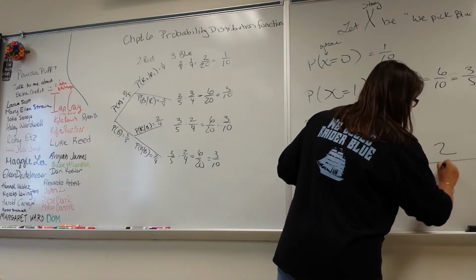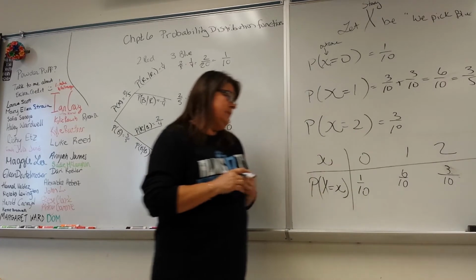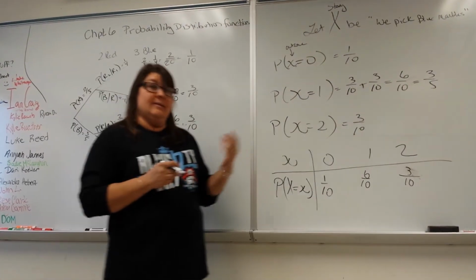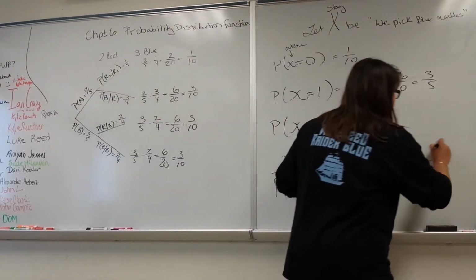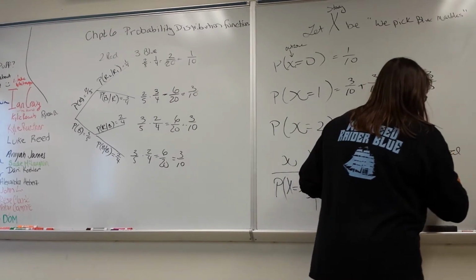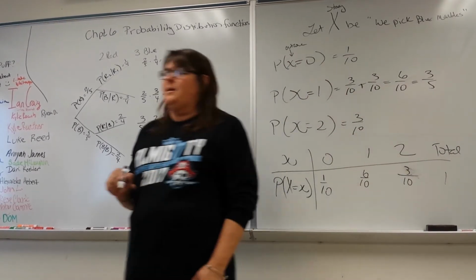And we can check to make sure we're good to go. 6 and 3 plus 1 is 10/10. That's what should happen. So total. Yes, go ahead. But they won't count off if you don't have it reduced right there? No, not at all. No.